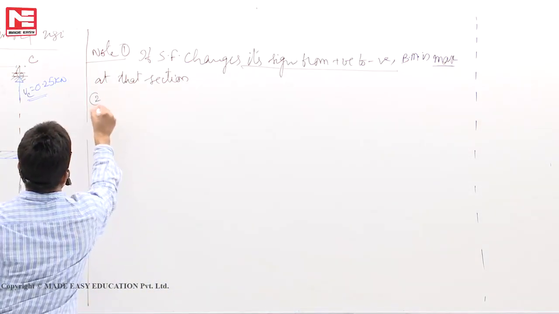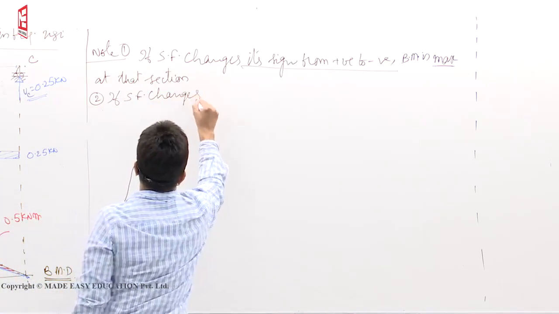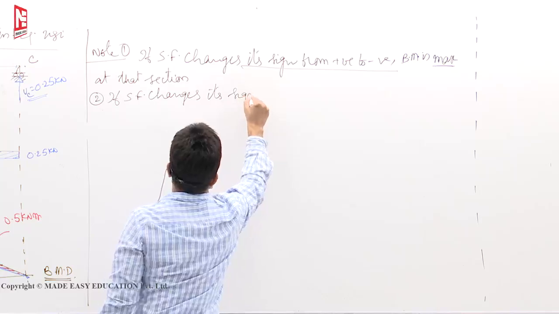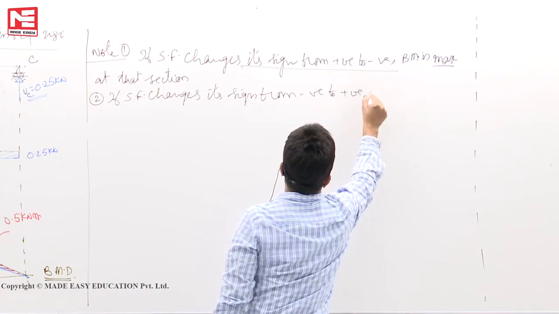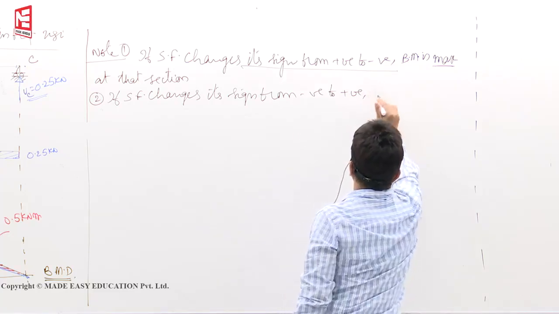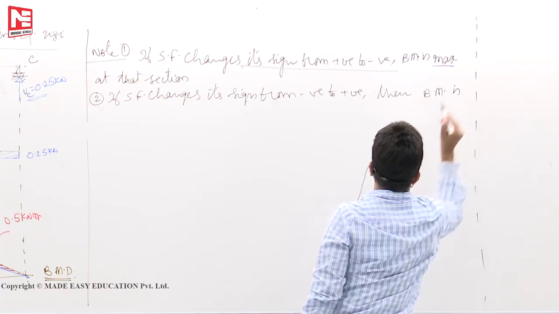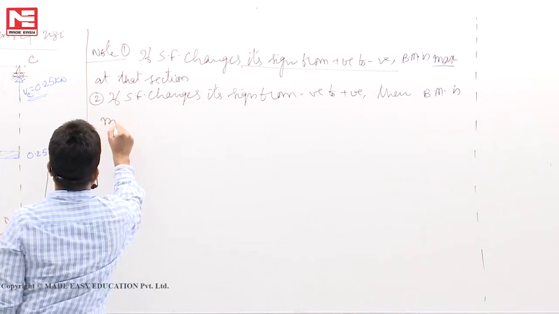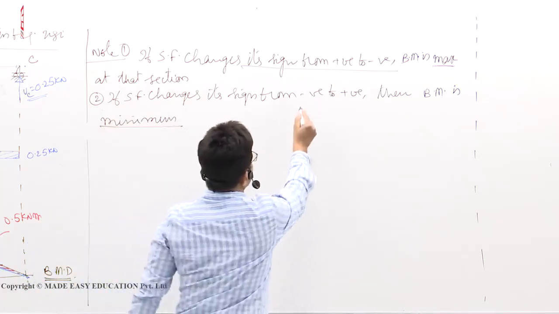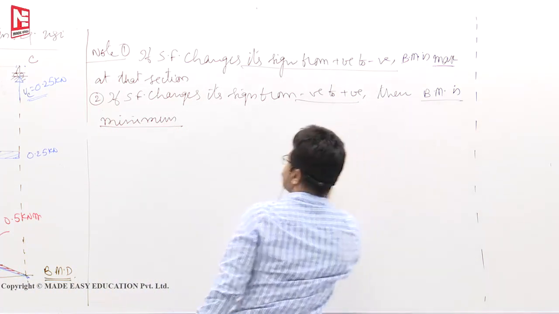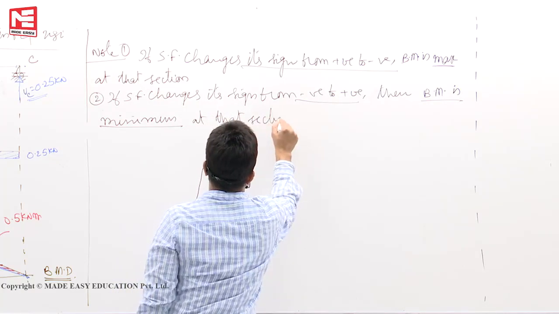Second point, if shear force changes its sign from negative to positive, then bending moment is minimum. Negative to positive, bending moment is minimum at that section.